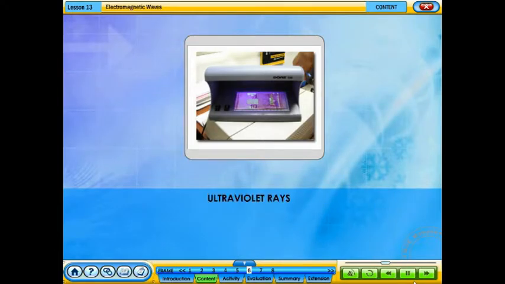This radiation has a shorter wavelength than light and covers the range 10 to the power of -7 to about 10 to the power of -8 meters, and higher frequency ranging from 10 to the power of 15 to 10 to the power of 17 hertz.